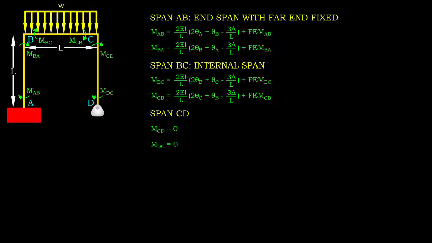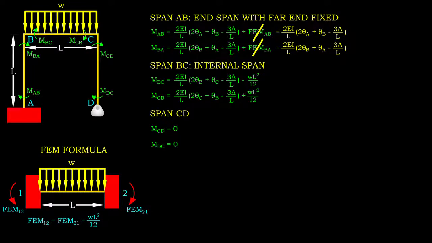At node D, no moment can be carried by the roller support. At node C, the member will not be in equilibrium if moment is developed here, since there is no lateral reaction force at node D that can counteract it. To simplify the equations, we calculate FEM for internal moment MBA and MBC. Other FEM terms should be eliminated since they are non-existent.